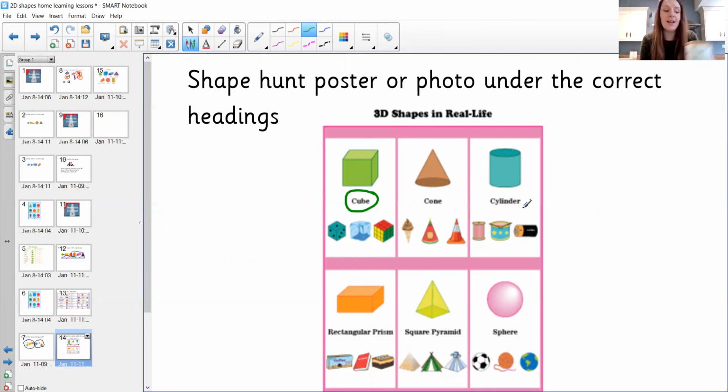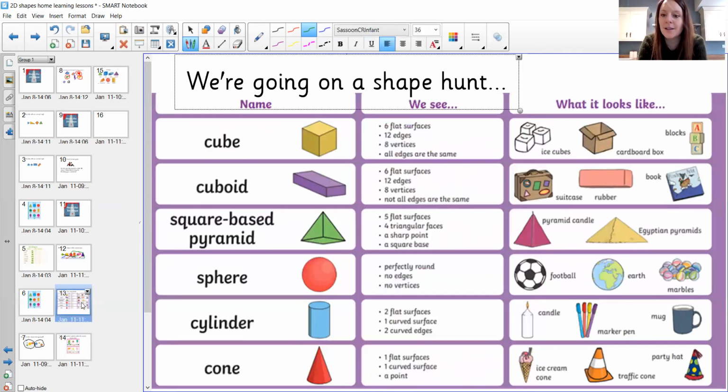Anyway, I'm not going to talk anymore because I am sure that you are ready for your shape hunt. So when you're ready, on your marks, get set, and go find some 3D shapes.